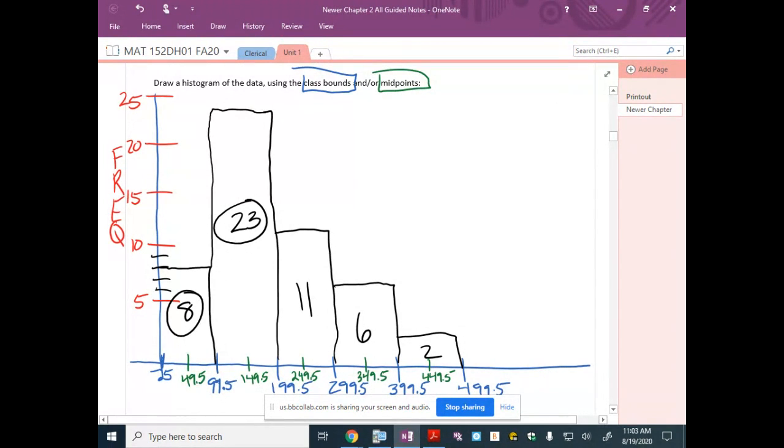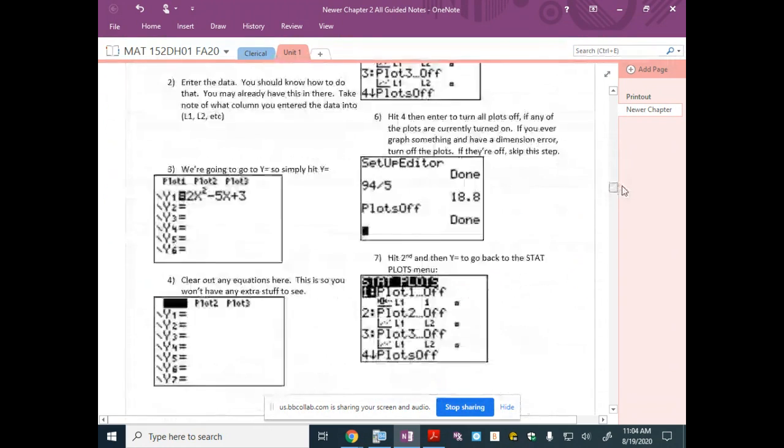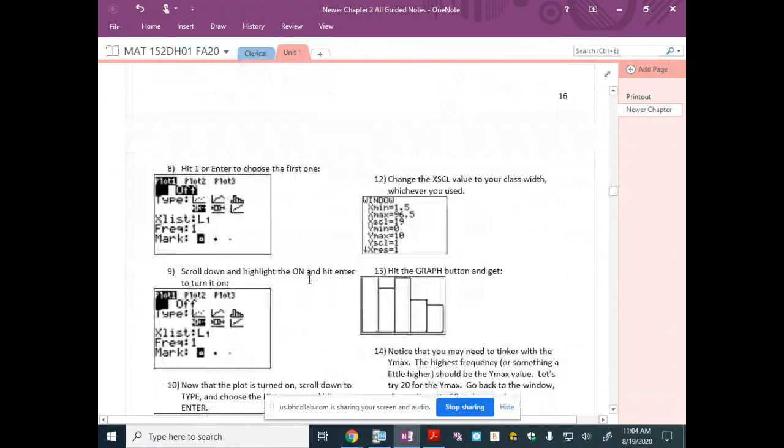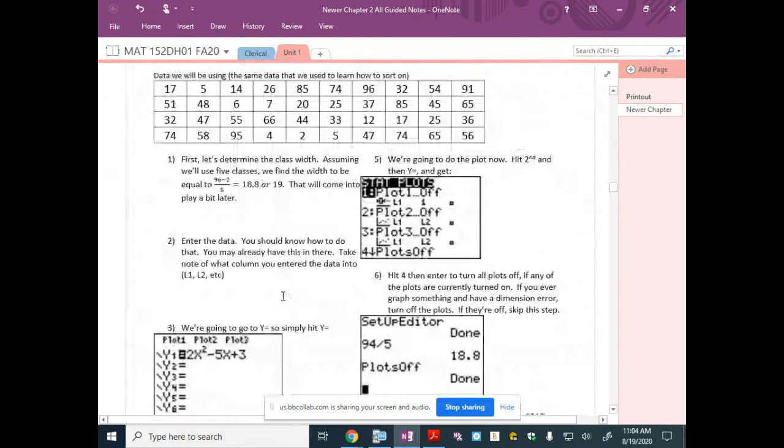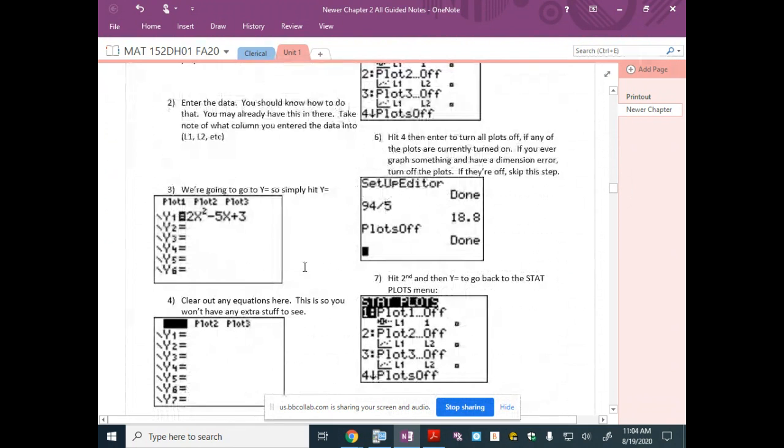Now, I am going to show you how to use the graphing calculator. The calculator instructions on how to do it are on page 16 and 17. Now, they're using different data here.